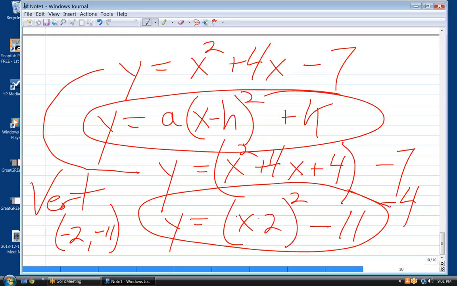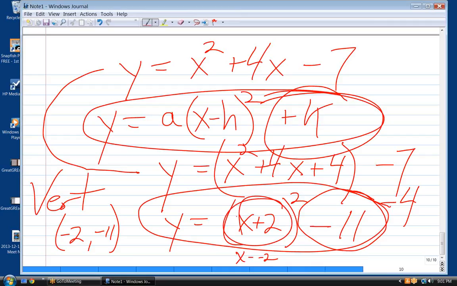You get it? Yeah. And then it's plus k, so k must therefore be minus 11. It's a little confusing because it's minus h and plus k. So what you have to make sure you figure out is what is h? Well, h must be minus 2 because x minus a minus 2 would result in x plus 2. So h therefore has to be minus 2.